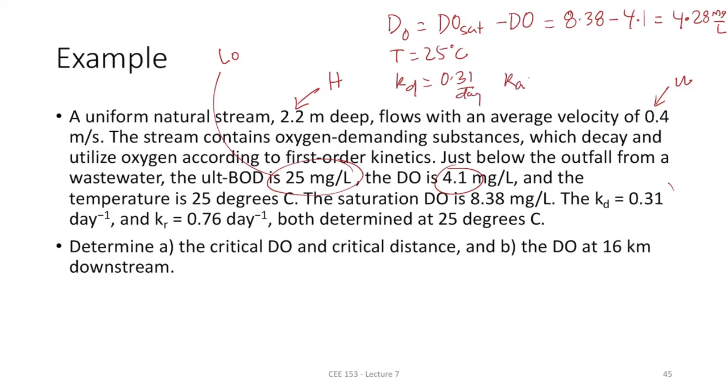Okay, the reaeration constant KR is 0.76 per day, and the deoxygenation constant KD is 0.31 per day, both determined at 25 degrees Celsius. Determine the critical DO and critical distance, and the DO at 16 kilometers downstream. All right, so first, the critical distance.